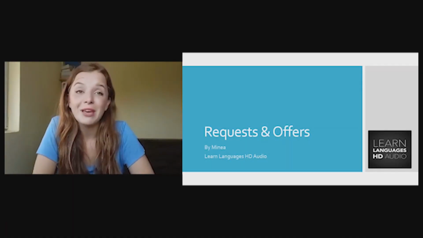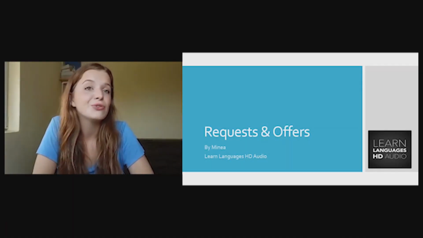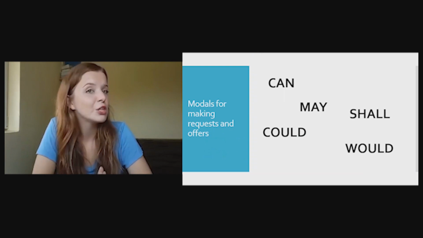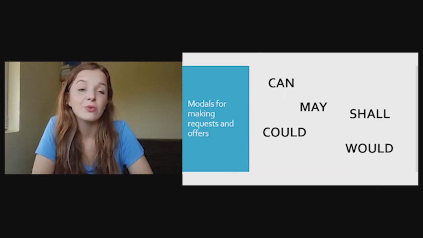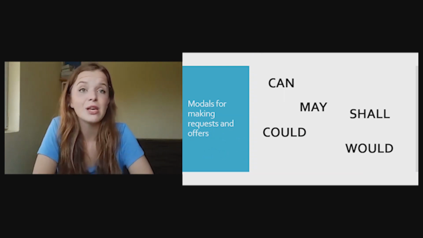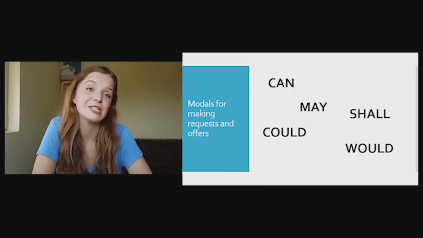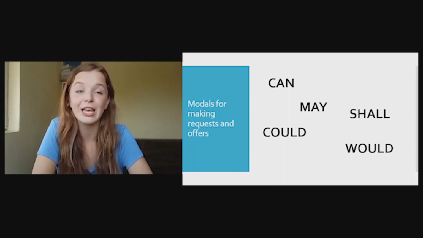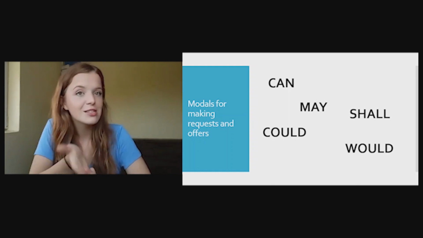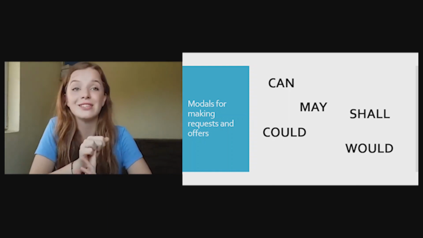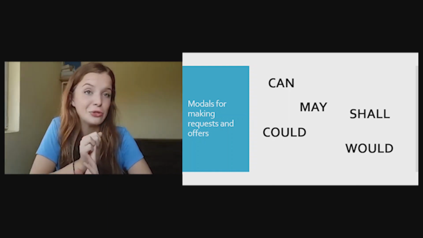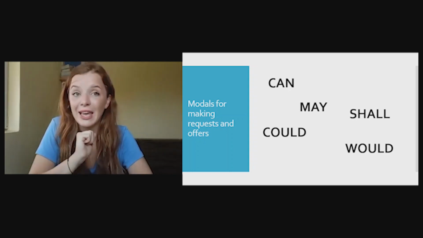In this lesson we are going to learn how to make offers and requests in English language. So let's get started. In order to make requests and offers, you're going to use some of the modal verbs. We have presented in the table some of the most common ones, such as can, could, may, shall, and would. But later in the lesson, we are going to go into each of these separately, explaining how to use them. So let's start with can.